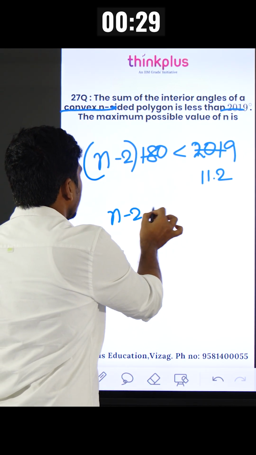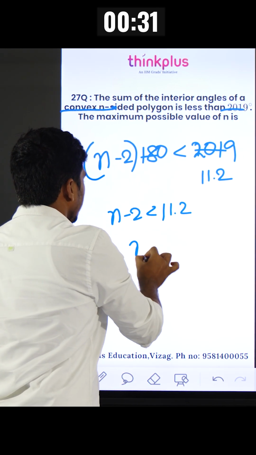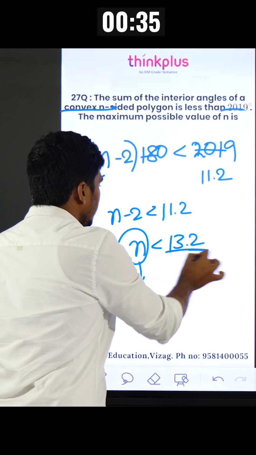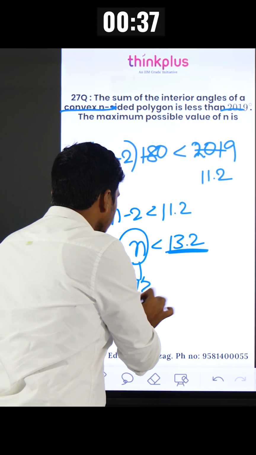So the value of n − 2 is less than 11.2, so n is less than 13.2. The number of sides is an integer, less than 13.2, so the maximum value of n is 13.